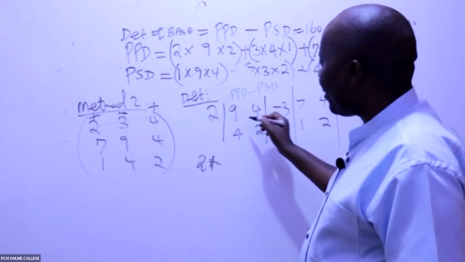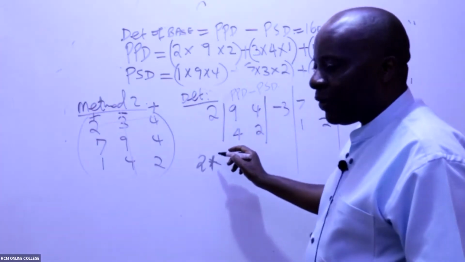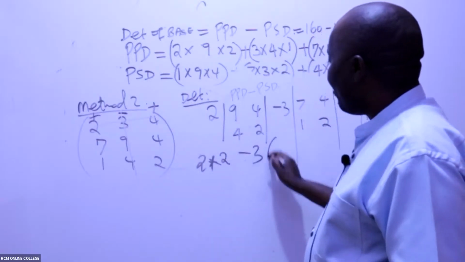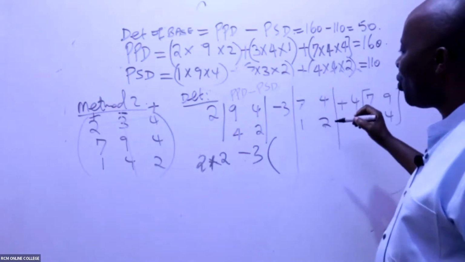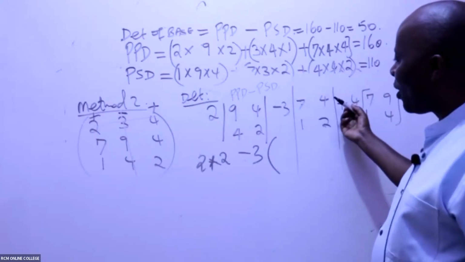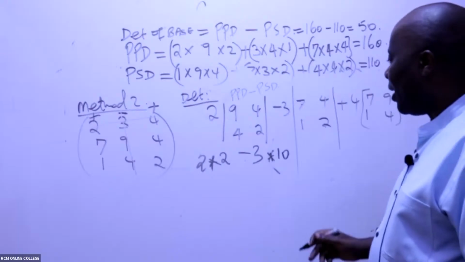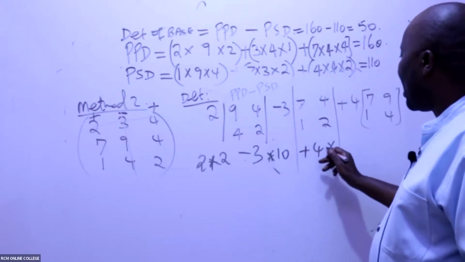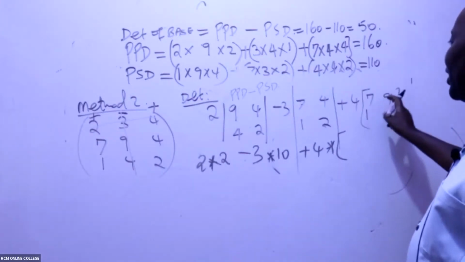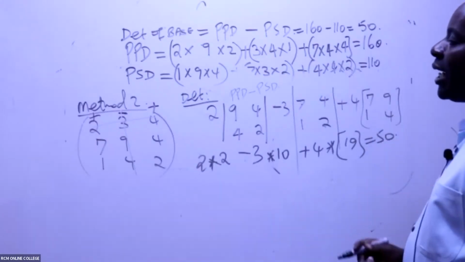So in this case, 9 times 2 minus, open brackets, 4 times 4, you close. So I'm being given a figure of what here? A figure of 2. Minus 3. Minus 3, so we have here 7 times 2 minus, open brackets for the secondary. So 7 times 2 is 14 minus 4. So that gives us what figure? I remember it was 10, right? Plus 4 times, open brackets here. So 7 times 4 minus 1 times 9, which gave us 19. So then in this case, you will be able to get that determinant as 50.